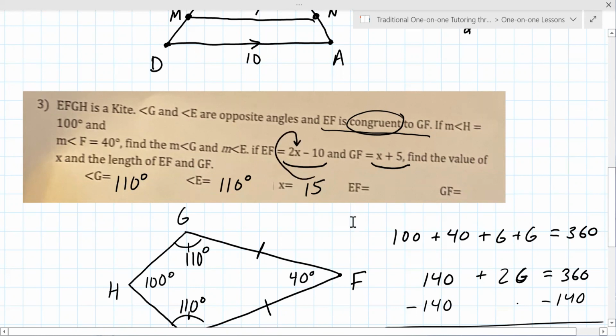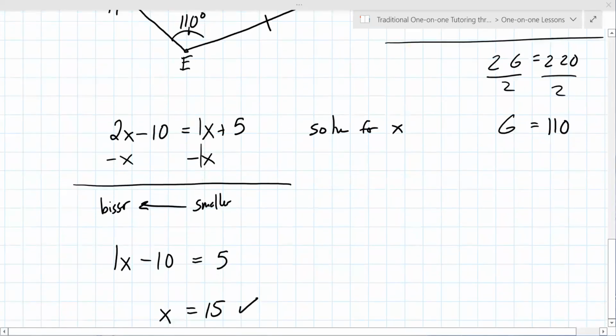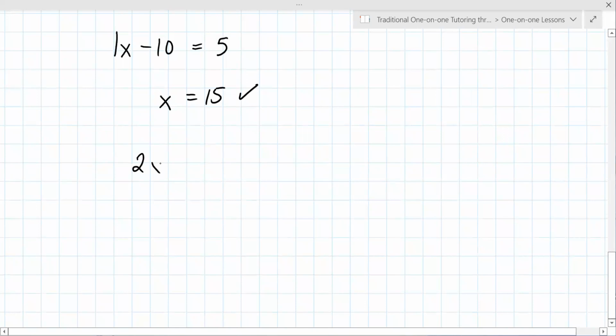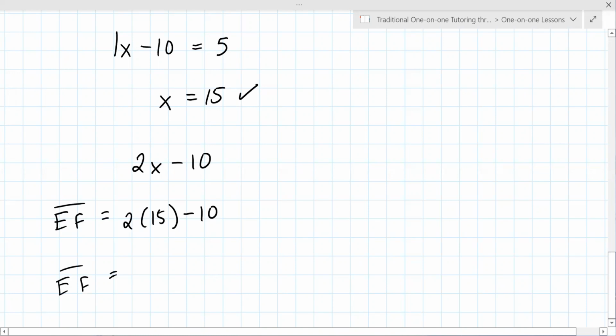Okay. Are you able to do that? Yeah. So what is the value of EF? The value of EF, 2 times 15 is 30, minus 10, 20. Good. And you have to do the same thing for GF. You have to put 15 in for X.